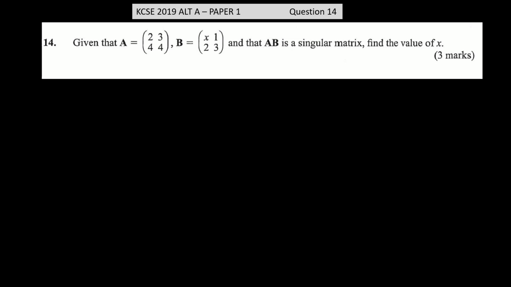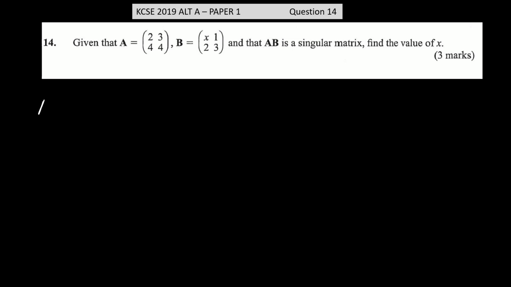And what is a square matrix? A square matrix is simply a matrix in which the number of rows and the number of columns is the same, just like a 2 by 2 matrix or a 3 by 3 matrix. So the first thing we have to do here is to find the multiplication of matrix A and B.